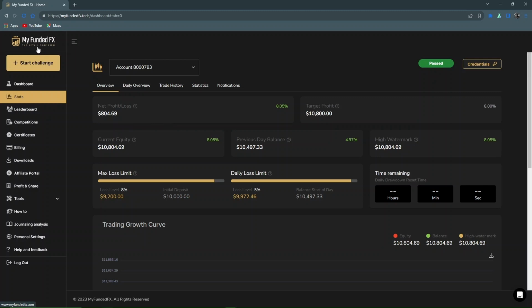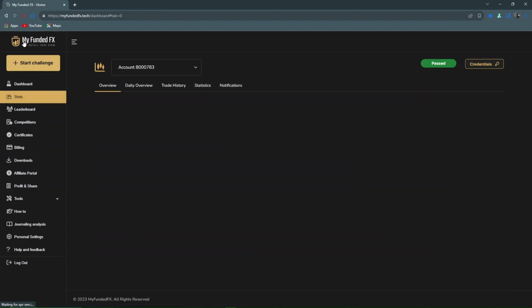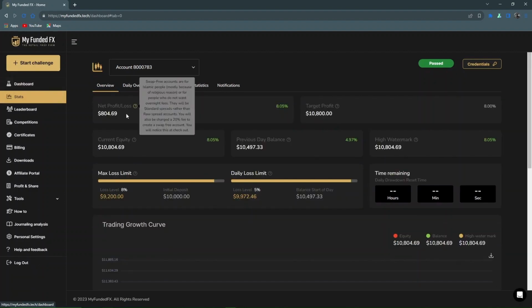You can see right here. Let me refresh it. Loading right here. You can see this is my dashboard of my phase 1 10k account, which is 8% right here. That was the net profit. The profit target 8%. I hit that profit target. You can see current equity 8%.